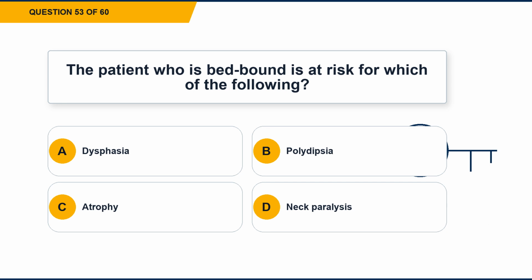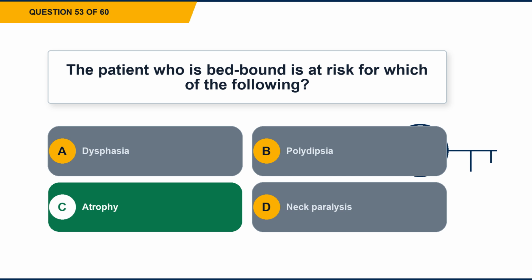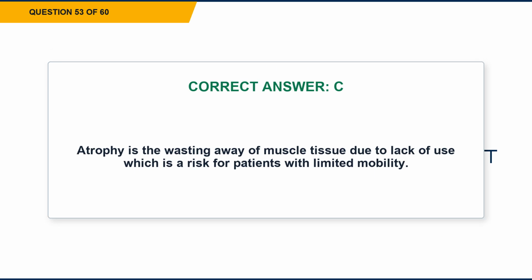Question 53. The patient who is bedbound is at risk for which of the following? Option A, dysphagia. Option B, polydipsia. Option C, atrophy. Option D, neck paralysis. The correct answer is option C, atrophy. Explanation: atrophy is the wasting away of muscle tissue due to lack of use, which is a risk for patients with limited mobility.